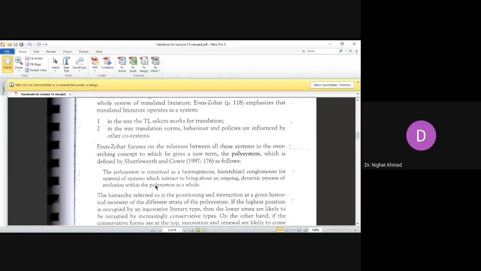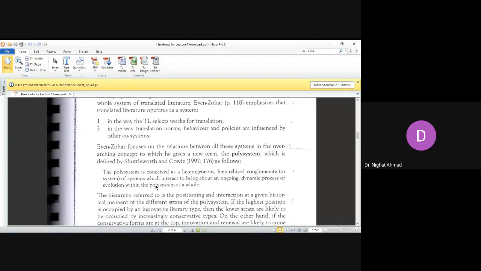So as a result, this Israeli scholar makes a kind of relationship of all these systems, the systems which I've just pointed out: the social system, the cultural system, the historical system, and all that blend together, and he gives it a new term, the polysystem. A polysystem, according to him, means that any literary piece which is translated, whether source text or translated version, is dependent on a combination of different systems.